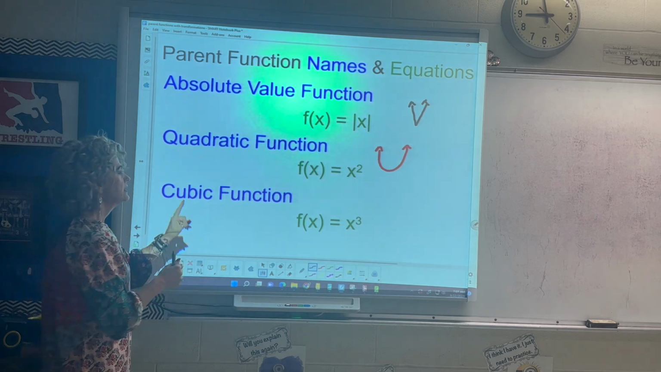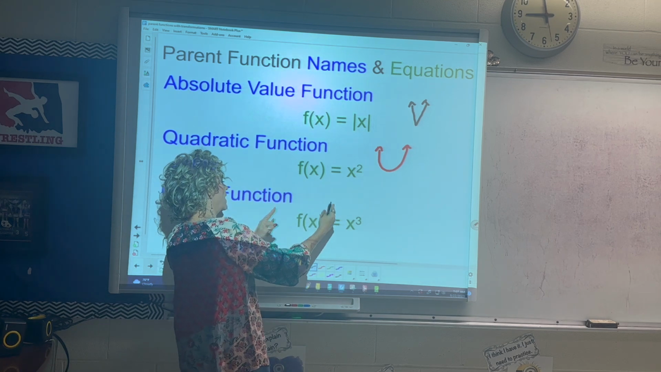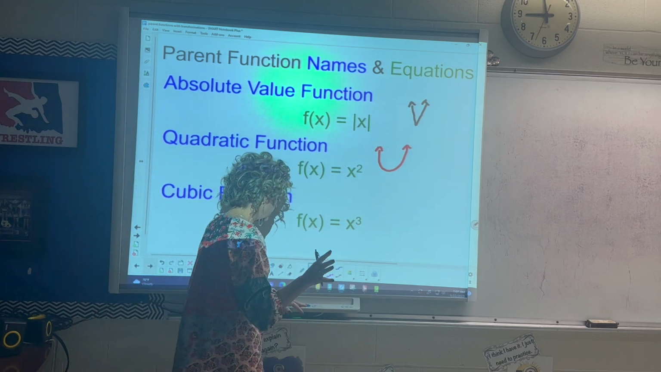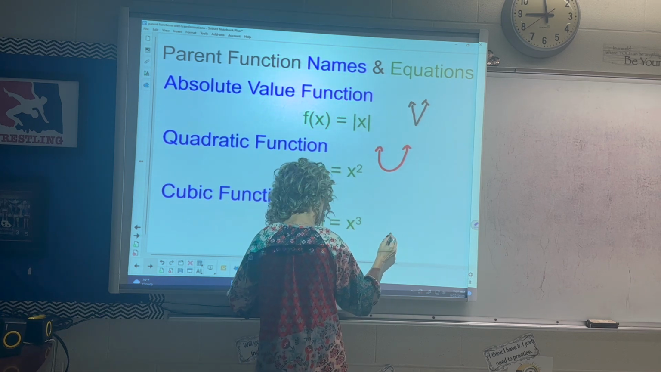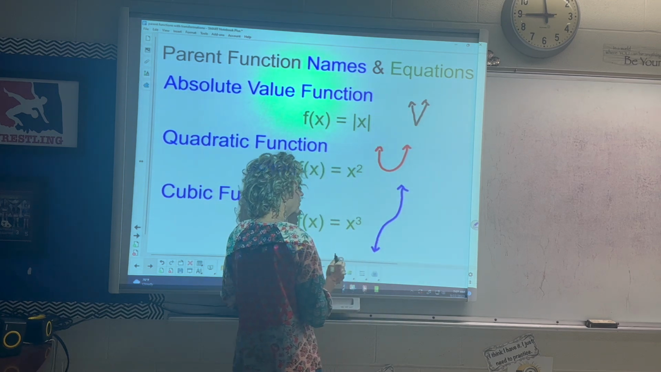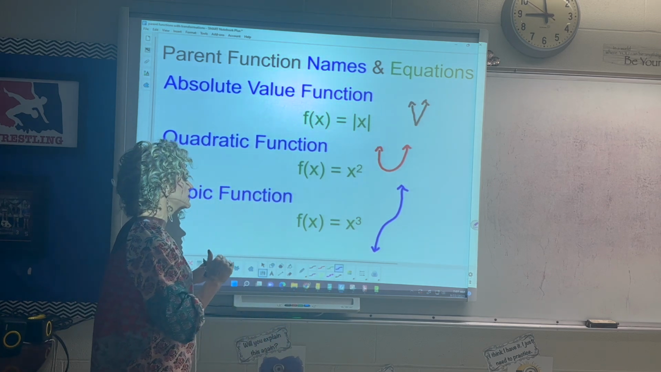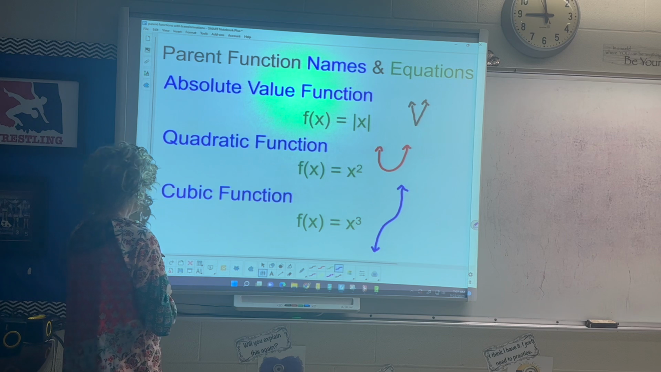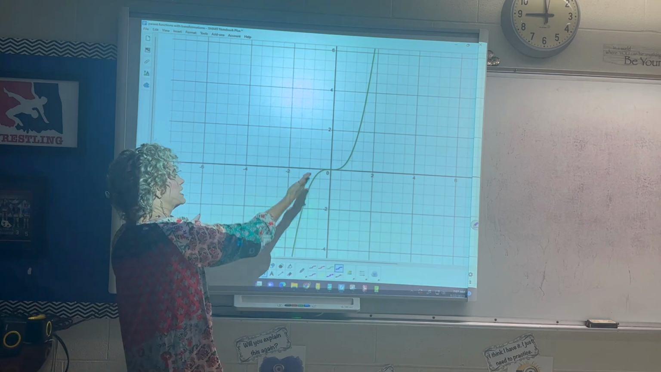And now our new one is a cubic function. Cubic means I have a cubed right here. This is the name of my parent function. Now, this one, and I'm not an artist, is like an S, and it's not really curved, it goes like this, something like this. Every single time that we have this, it is going to be a cubic function. We're going to look at what the parent cubic function looks like. My parent cubic function is like that.